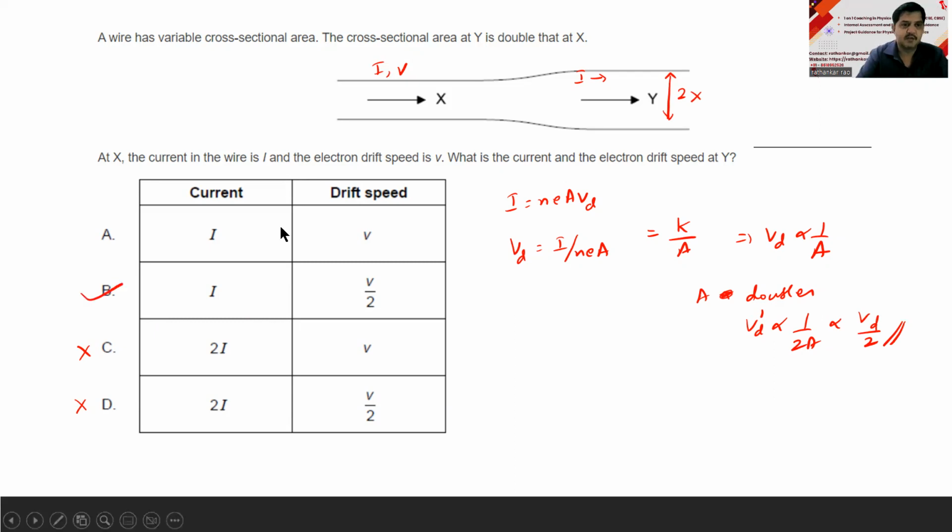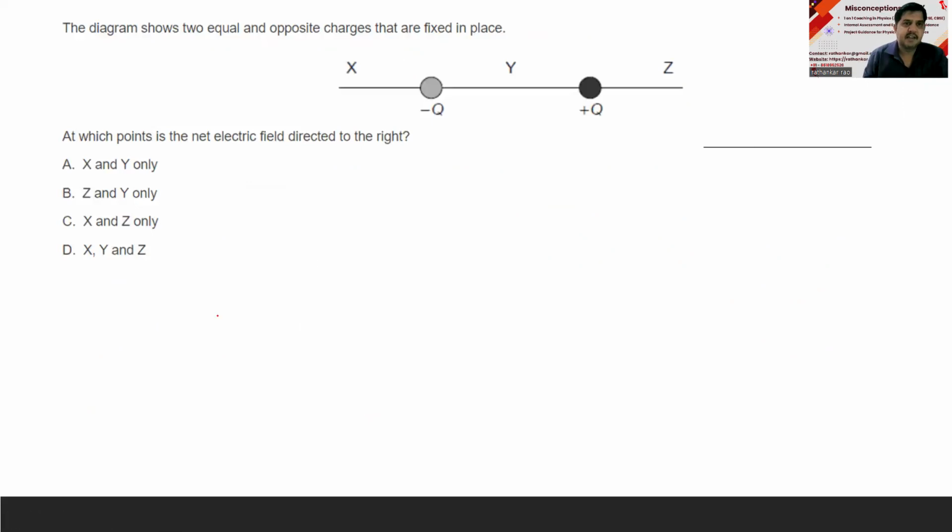Okay. Now let us move on to the next one. The diagram shows two equal and opposite charges that are fixed in space. At which points is the net electric field directed towards the right? Let us take from here. It's due to the electric field due to this, which is attractive like this, and due to this, it's repulsive like this. But this repulsive force is smaller compared to the attractive force. The reason is that this is nearby to charge Q, and as a result this force is more compared to this one. So here it is going towards the right.